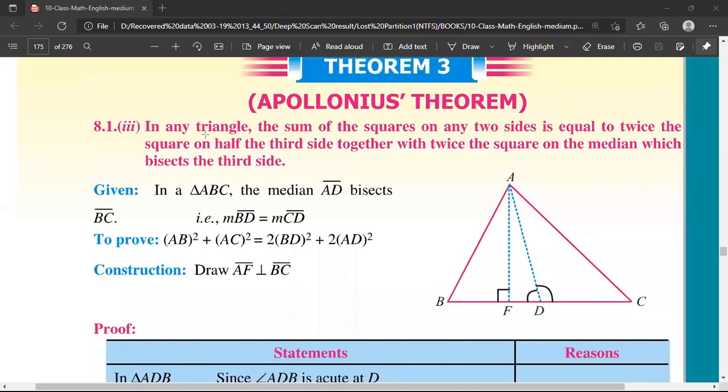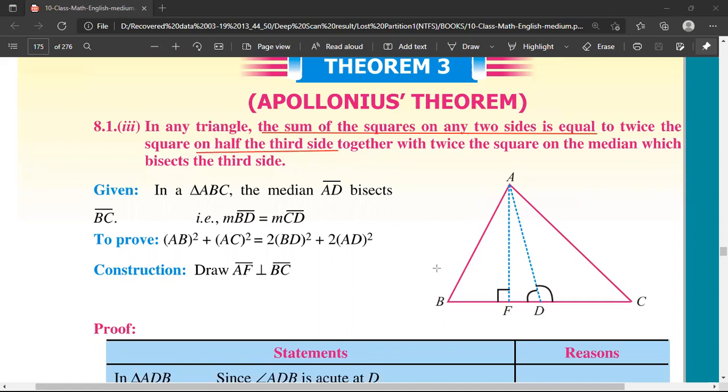The statement says that in any triangle, the sum of squares of any two sides, for your convenience, say AB and AC, these are the two sides, for example, then we are going to sum the squares of the lengths. So we make the sum of squares, AB square and AC square. This should be equal to twice the square on half the third side, together with twice the square on the median.